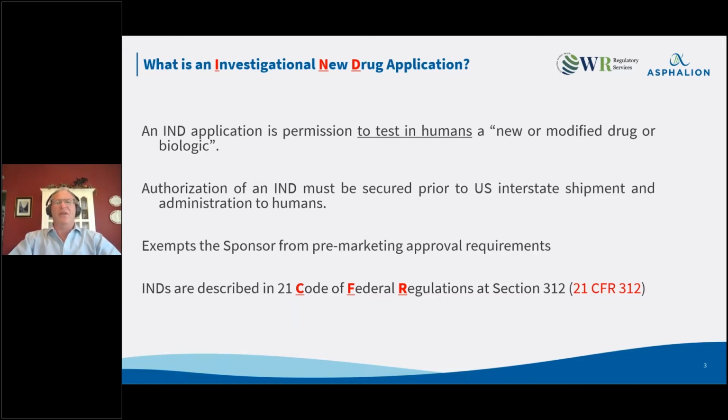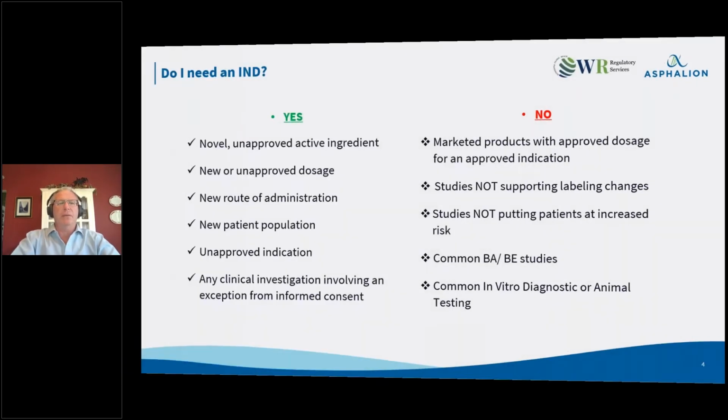So this authorization, it talks about interstate shipment. And essentially what it does is it exempts sponsors from having to have the product go through an approval process in order to ship it and use it in humans. The IND regulations are described in 21 CFR, again, Code of Federal Regulations, section 312. And I'll talk a little bit about that.